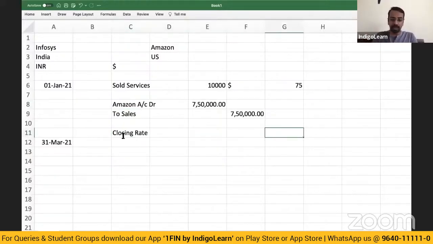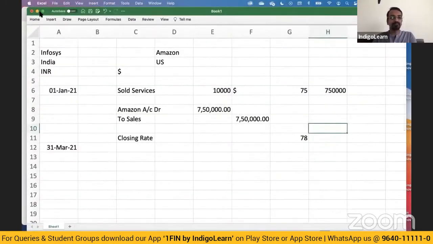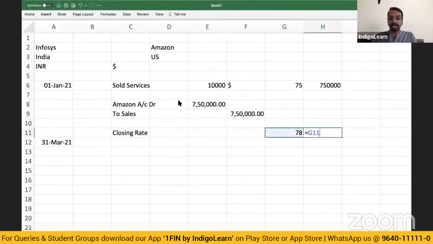Say, for example, in our case, the closing rate is 78. When we sold, when the rate was 75, for $10,000, we would have got 7,50,000. Because on 31st March of 21, the rate is 78, which means we will get 7,80,000. 75 multiplied by 10,000 is 7,50,000. 78 multiplied by 10,000 makes it 7,80,000. Means you will get more.